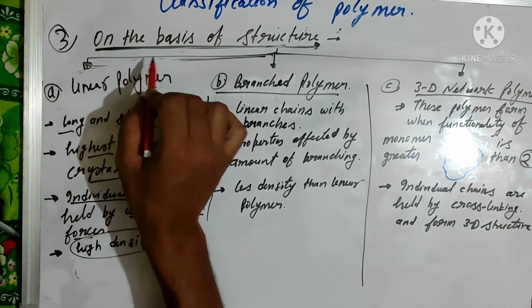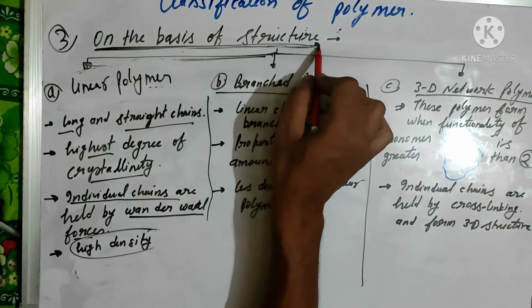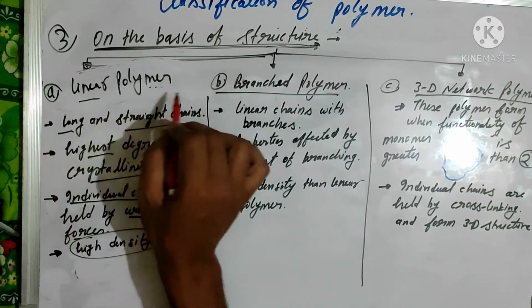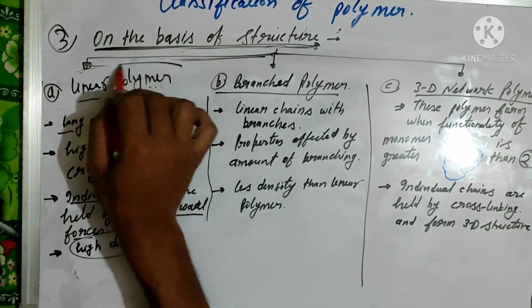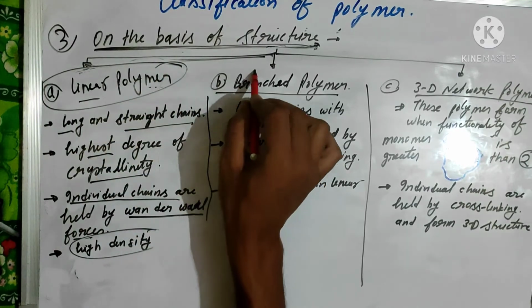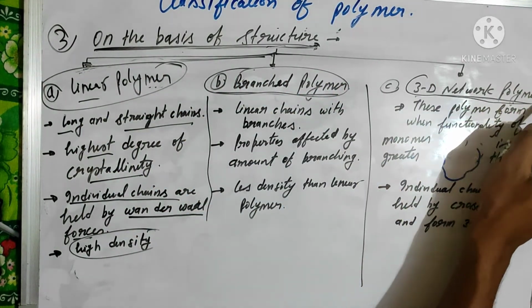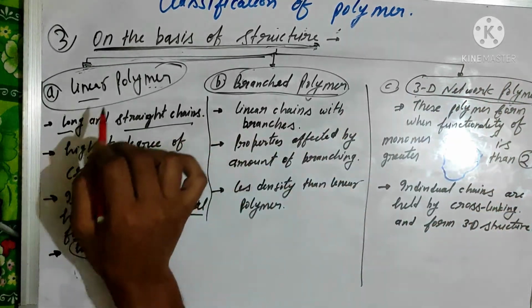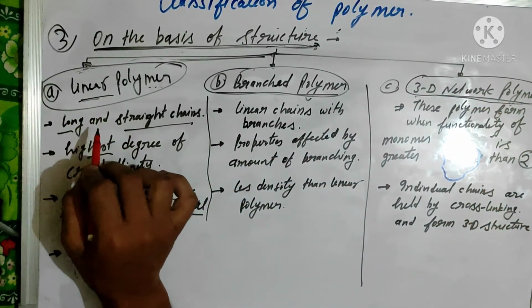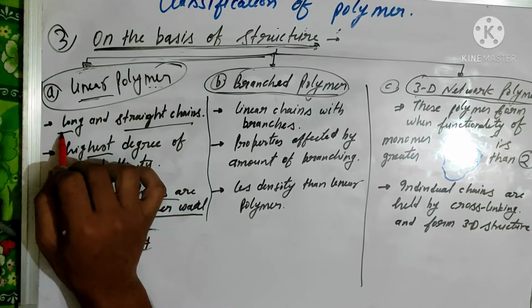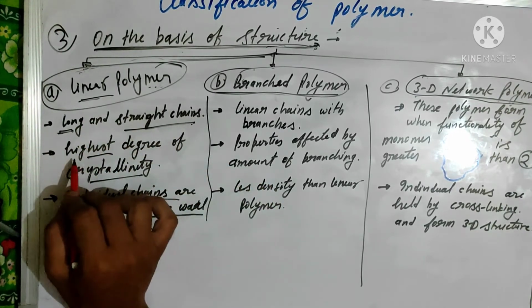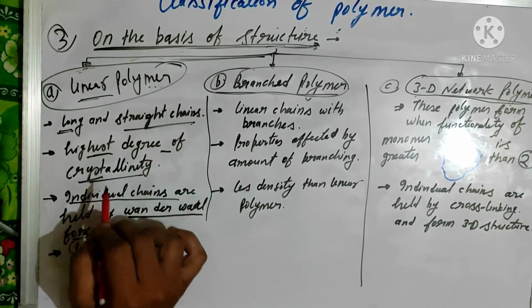Third, classification of polymer on the basis of structure. The polymer is categorized into three types on the basis of structure. The first is linear polymer, second is branch polymer, third is cross-link or 3D network polymer. First, linear polymer. Linear polymer contains long and straight chain. They show the highest degree of crystallinity.